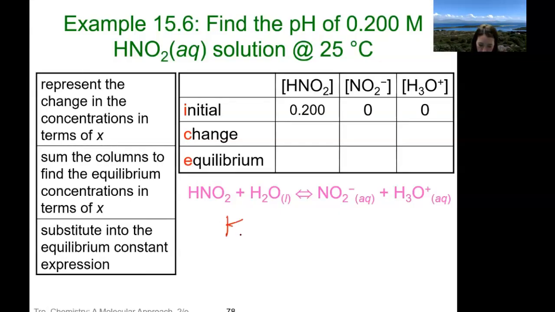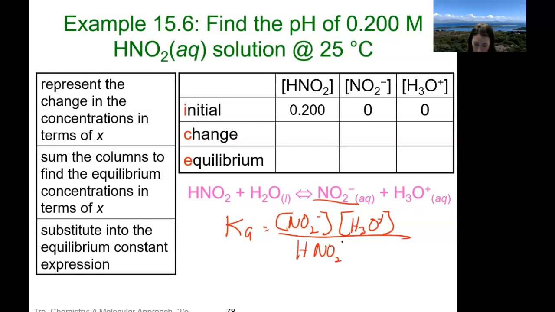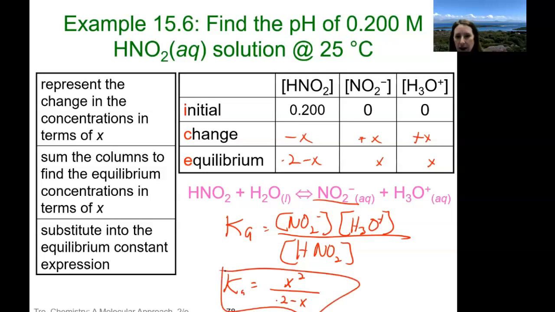So when we do this, our K, remember, is going to be our products, NO2 minus times H3O plus, over HNO2. Minus x, plus x, 0.2 minus x, plus x, or not plus, just x. So when we put this in, we have our Ka equals x squared over 0.2 minus x, right? So this is what we end up with, and this is our Ka. And remember, our Ka was like 4.6 times 10 to the negative something. So now we're just going to plug in our numbers.